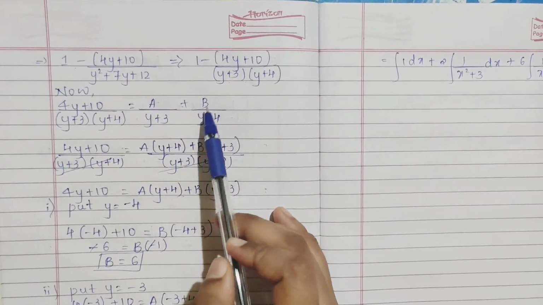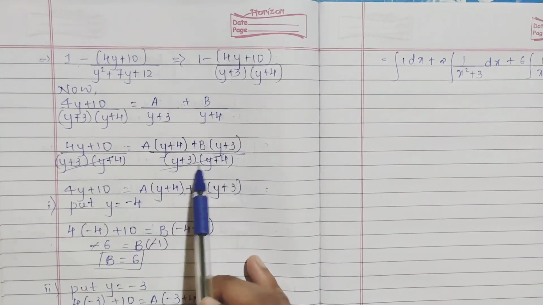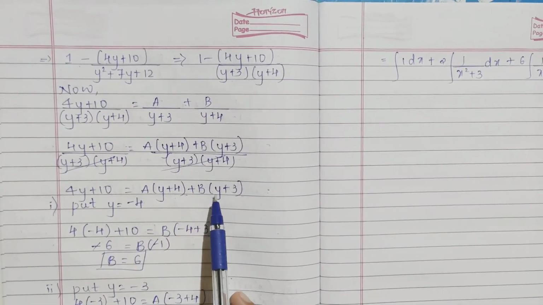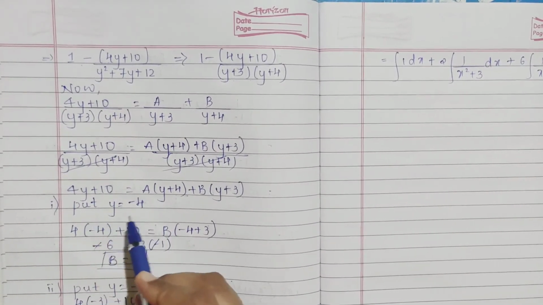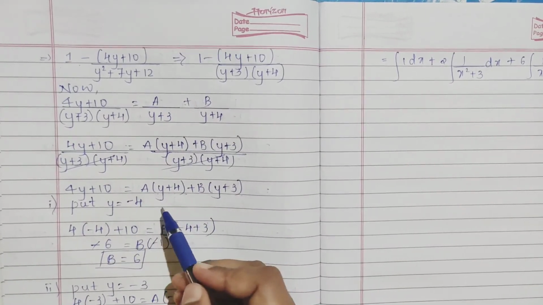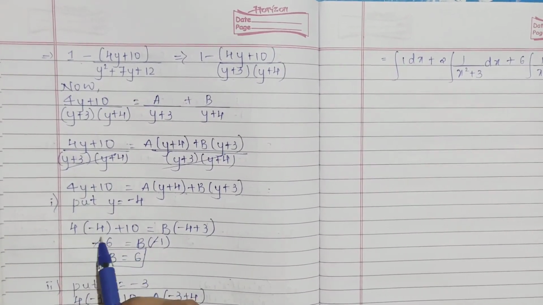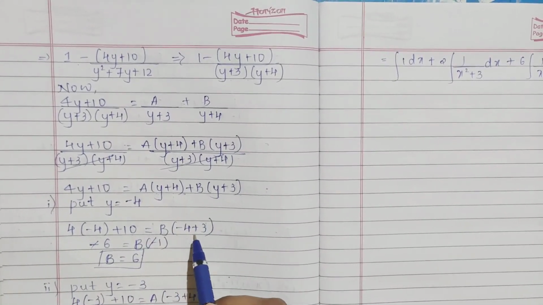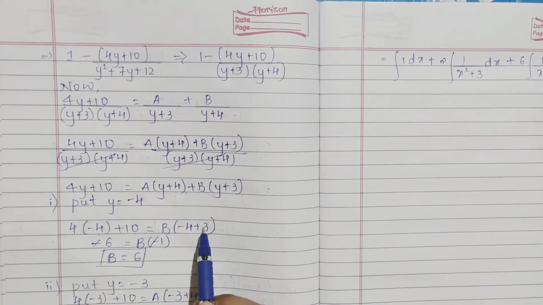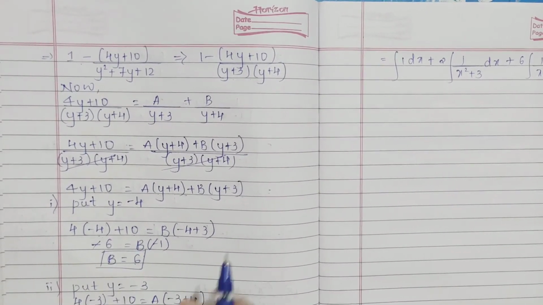So consider a by (y + 3) plus b by (y + 4). In the same way, take the LCM, the denominator cancels off, and you have 4y + 10 = a(y + 4) + b(y + 3). To solve this, first put y = -4 and then y = -3. When y = -4, a will be 0 and you get the b value: 4(-4) + 10 = b(-4 + 3). So -16 + 10 is -6, and -4 + 3 is -1. The minus signs cancel, so b = 6.